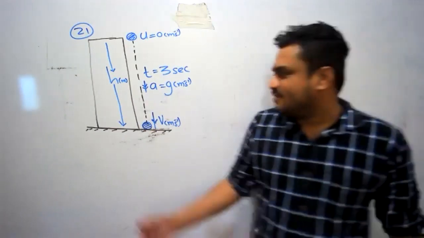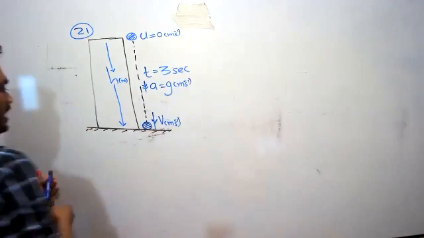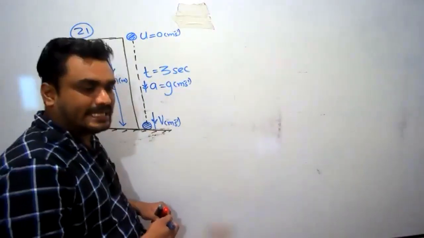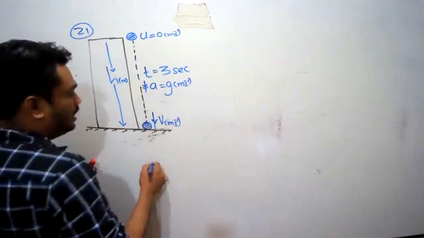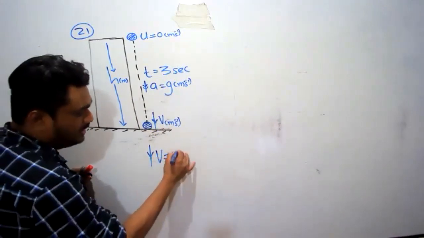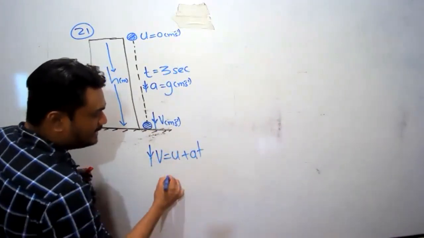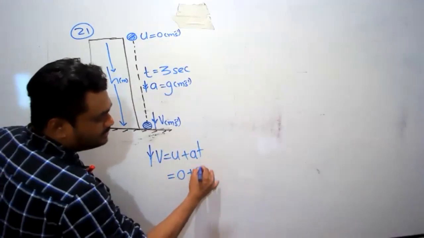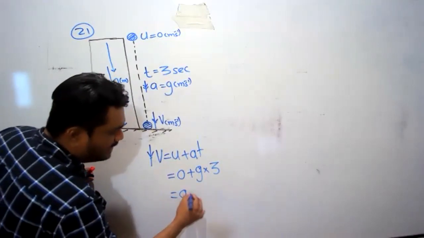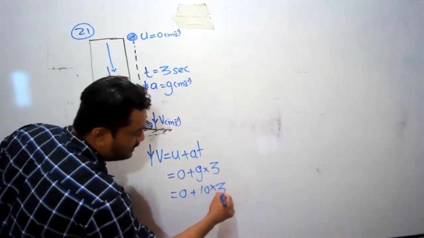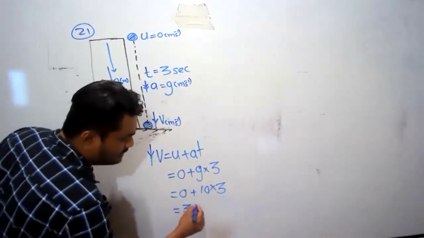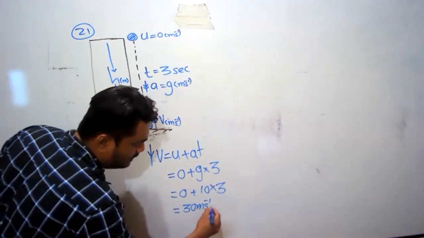So it's a very easy question. We can easily find this v. To find the velocity v, the easiest method is applying the equation v equals u plus at. Vertically downward, initial velocity 0, acceleration is g, time taken is 3. So 0 plus g, which is 10, into 3. 10 times 3 is 30. Therefore, the velocity of the object when it hits the ground is 30 meters per second.